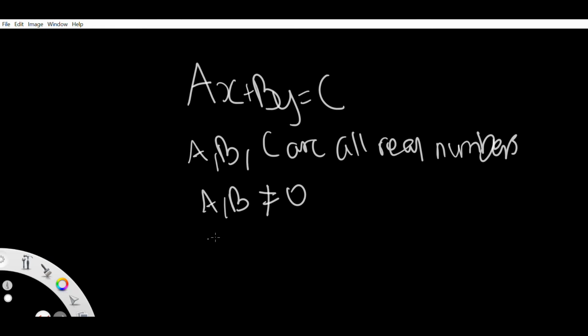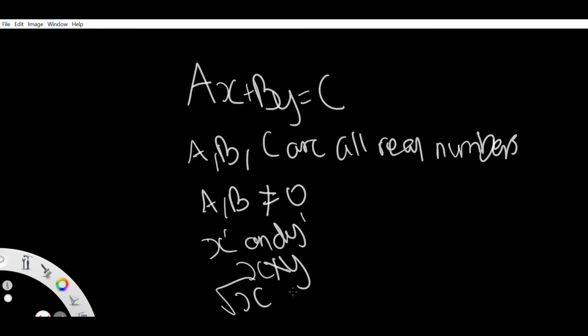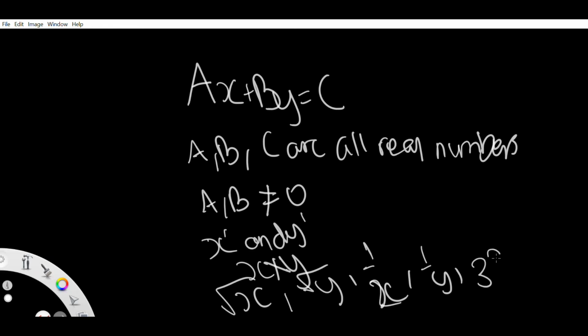So notice that when a linear equation is written in standard form, x and y both have exponents of 1. x and y are not multiplied with each other, and x and y do not appear in radical signs, denominators, or exponents. So we never see x and y like this, or like this, or in exponents.